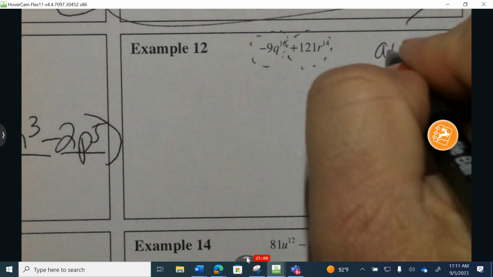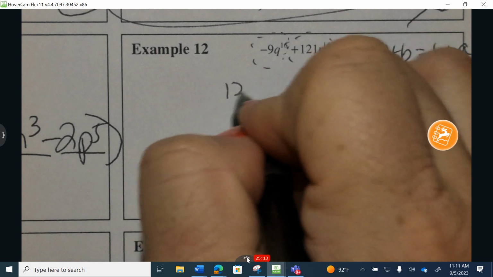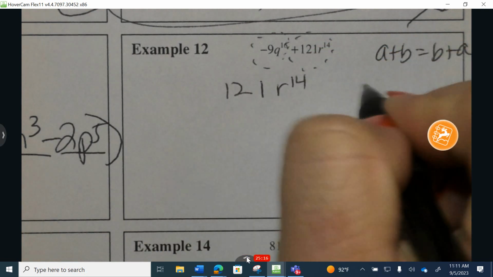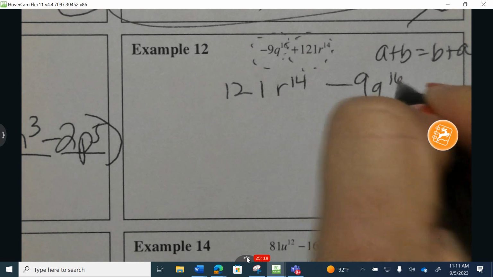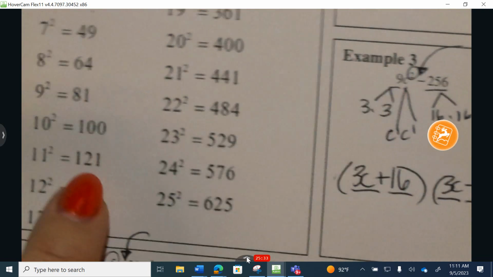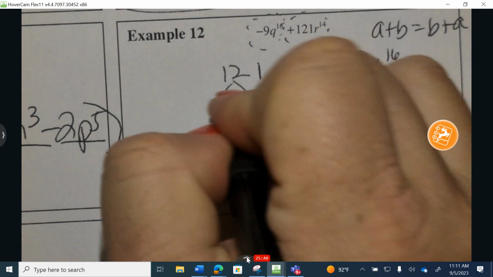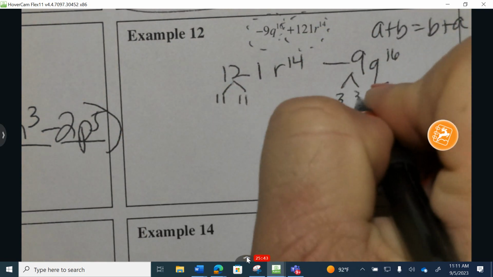As a reminder, A plus B is the same as B plus A, right? You can switch the order when you're adding. So I'm going to put the positive 121 in front, and the negative 9Q in back. 121 and 9, go back to that paper. 121 and 9, are they both perfect squares? Let's check. It is. 121 is 11 times 11. And 9 is 3 times 3.